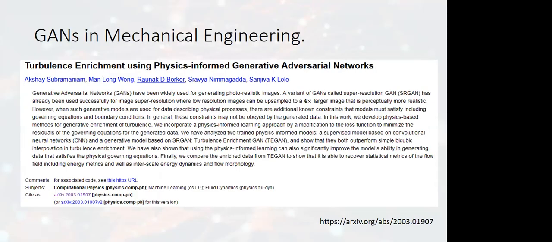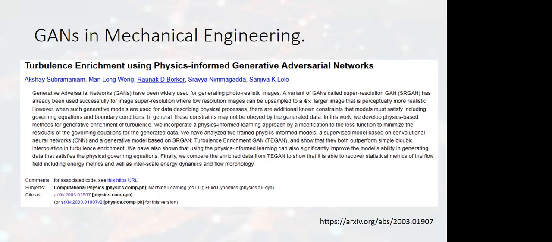Okay, now that we know the essential structure of a GAN, the loss functions, the training, and what's happening inside, let's look at a couple of papers where GANs are used in mechanical engineering applications. This is close to my field of research.